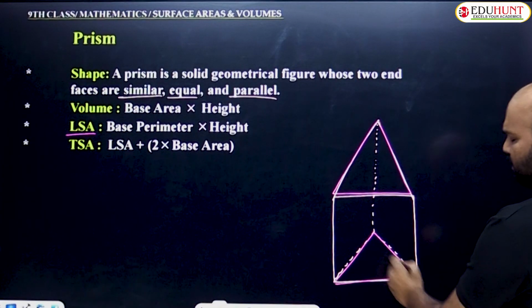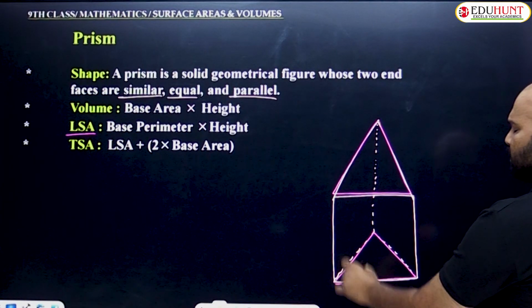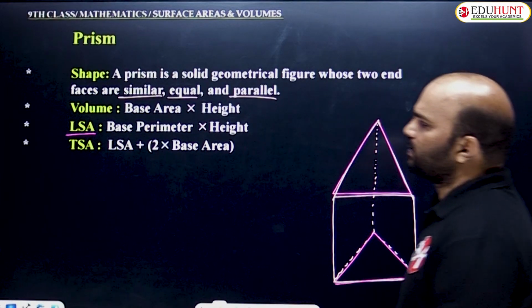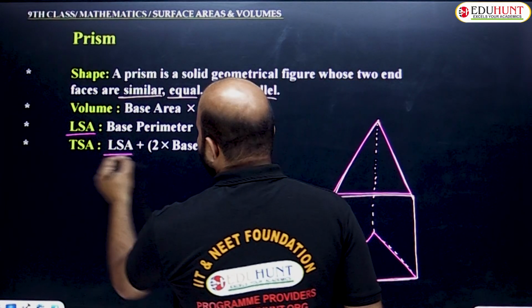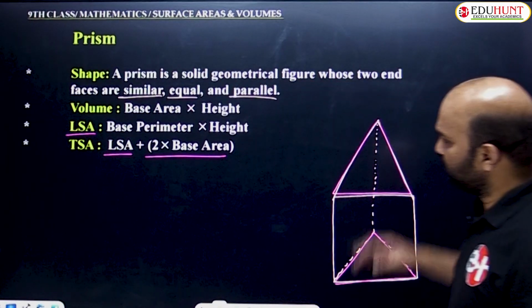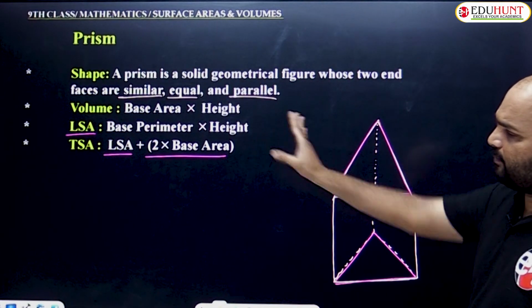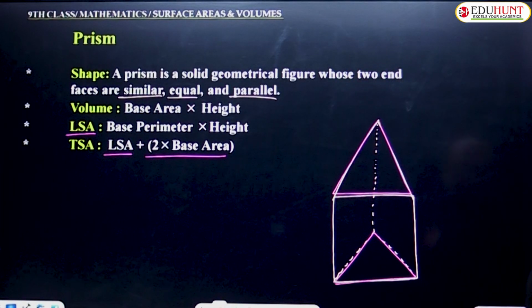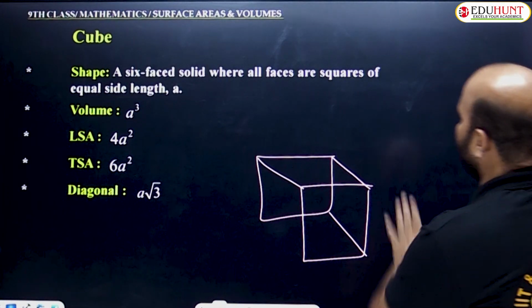The base shape is a triangle, so the perimeter means a plus b plus c, the sum of the three sides, into height. Next, total surface area: lateral surface area plus 2 into base area. So the lateral surface area plus 2 into base area will become the total surface area. Am I clear? The next one is the cube.